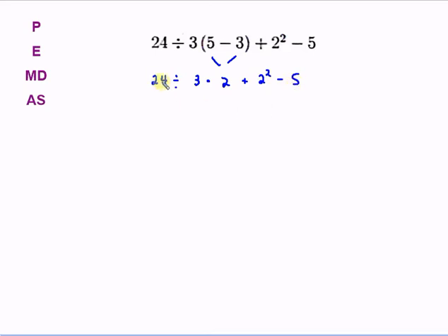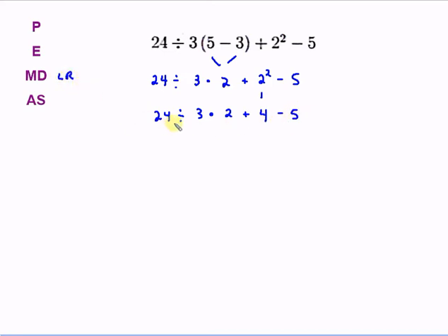So now we look at this again. We have no more parentheses, but we do have an exponent right here. Our exponent is 2 to the second power, which is 4. Now we'll rewrite the rest of our problem again. That's just our next step. 3 times 2 plus 4 minus 5. Now we have no more parentheses, no more exponents, but we do have multiplication and division. And remember that these are done left to right.